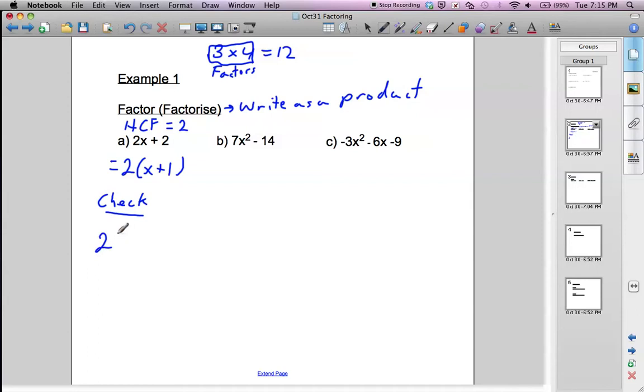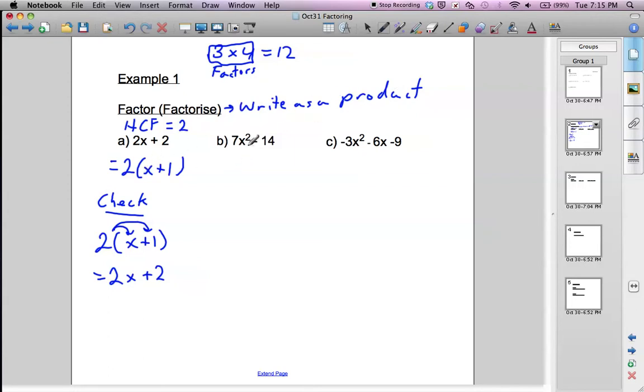By doing 2 times x plus 1, use the distributive property, and we have 2x plus 2. So we do get the same thing. These two expressions are equal, and what we have here is a product, so it is factorized. Remember, factorizing means write as a product, so this is our answer.